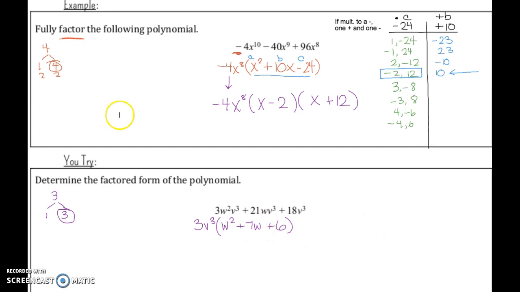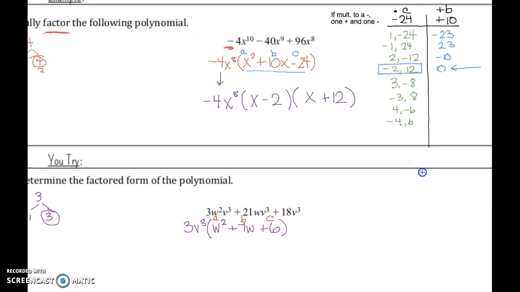So now I'm going to label A, B, and C. And so A is out front, B is in the middle, C is at the end. And then I'm going to use those to build my t-chart with.